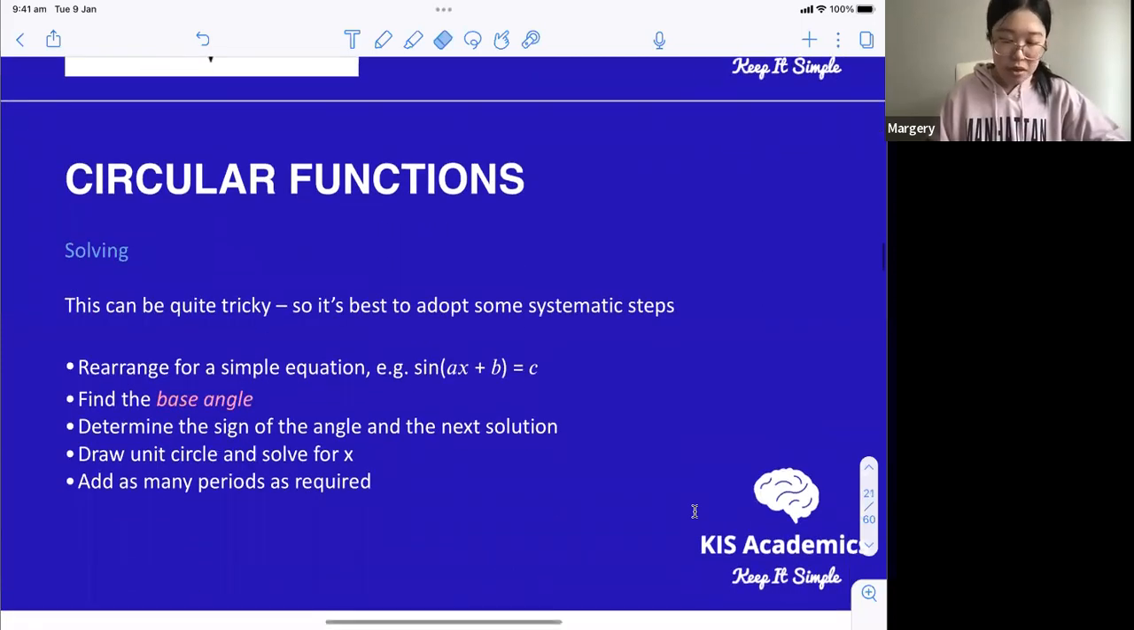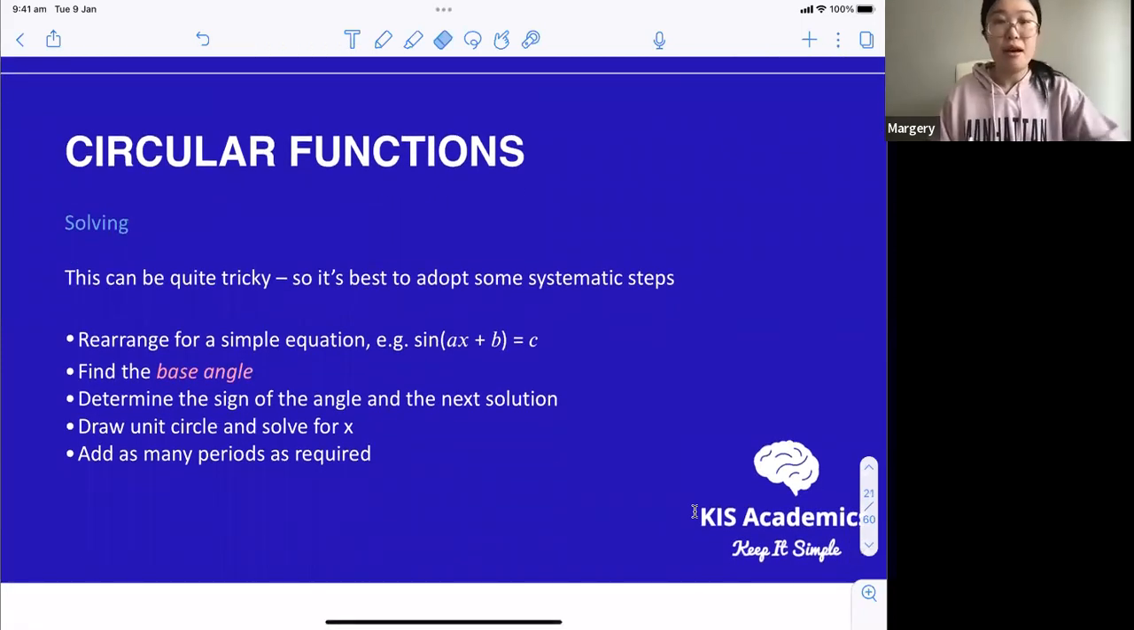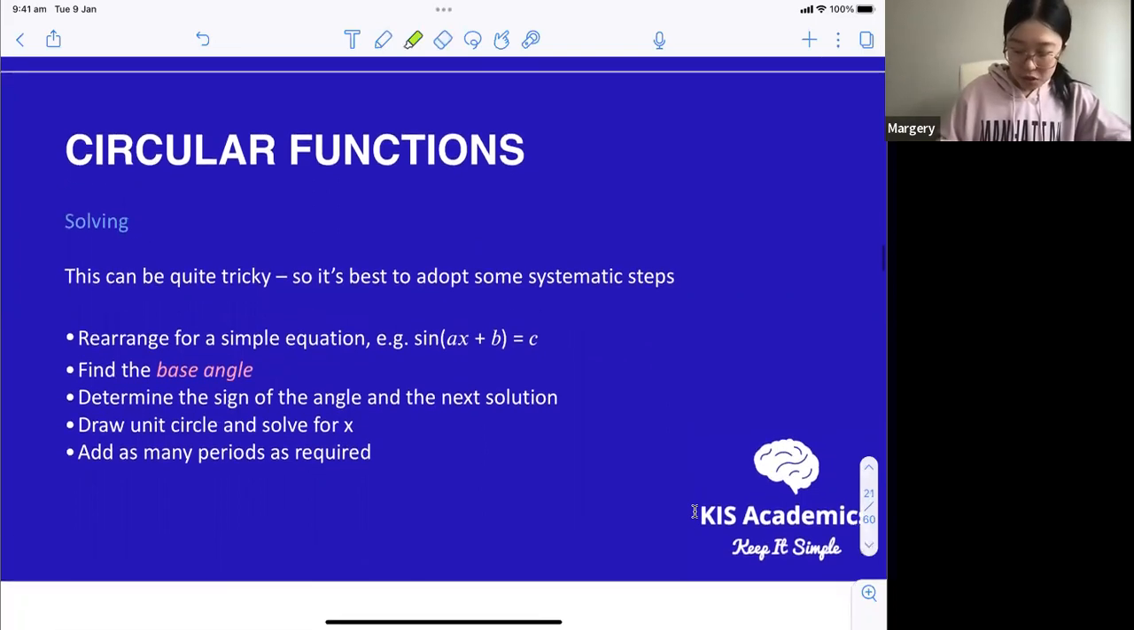Yeah, so we're going to now move on to a bit of solving our trig functions. This tends to be an area that a lot of students I find a bit tricky and challenging. So it definitely can be quite tricky, so it's good to adopt some systematic steps. These steps here, you don't need to follow too rigidly, but I think it's a good guide to help you when solving any type of trig function.